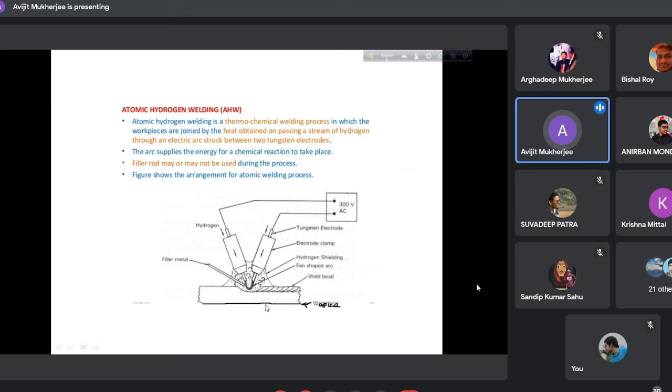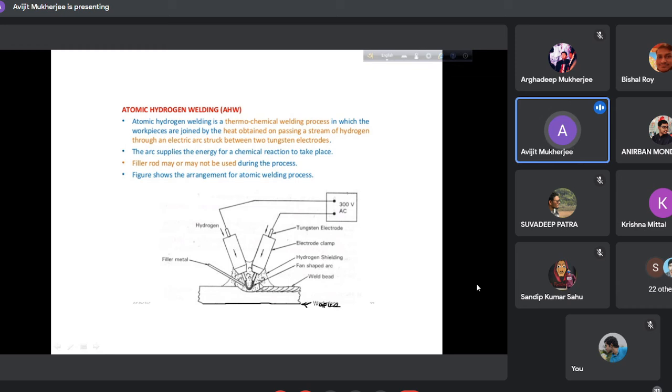Atomic hydrogen welding is another advanced welding technique, where all these are nothing but ways to provide the heat source. It is thermochemical, both thermal as well as chemical reaction taking place. Now, how is heat obtained here? Heat is obtained by passing a stream of hydrogen through an electric arc struck between two tungsten electrodes.